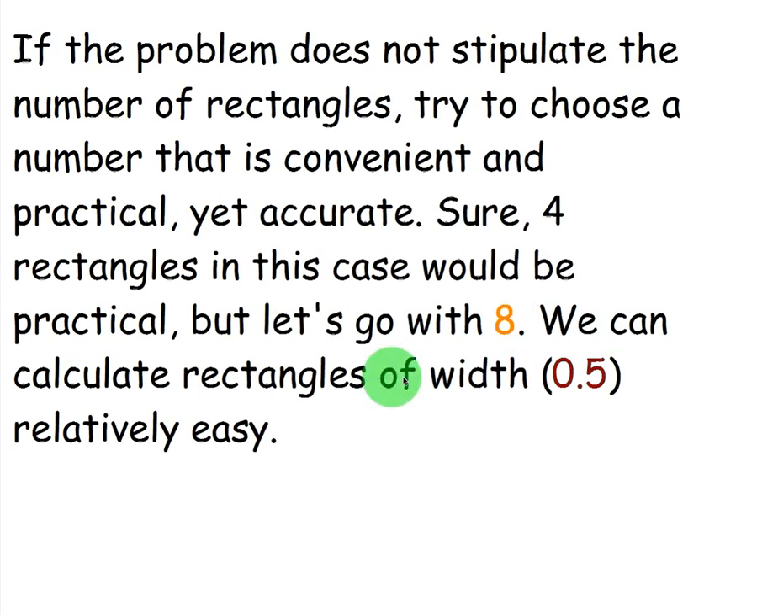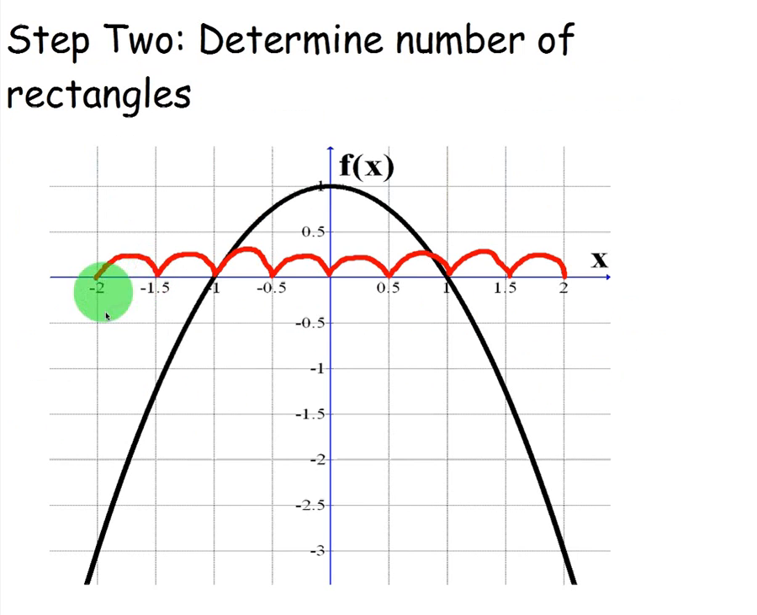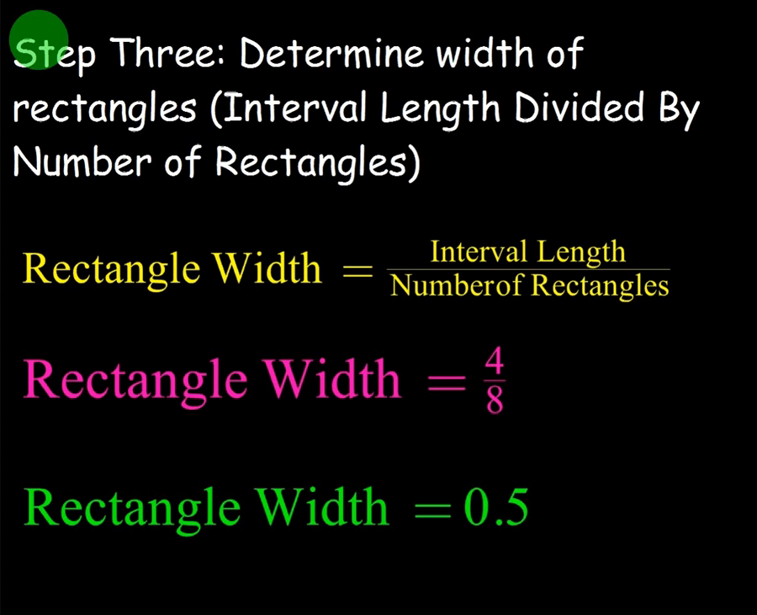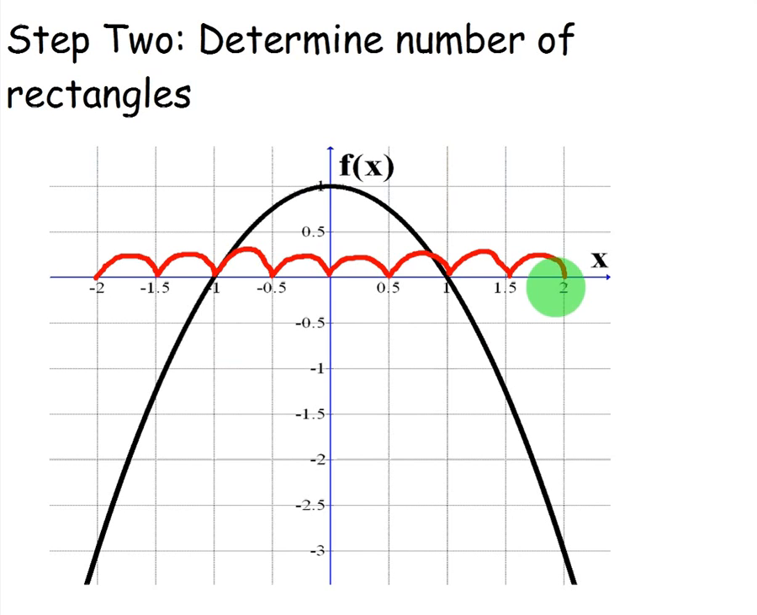We can calculate rectangles of width 0.5 relatively easily. So you look at the width of your interval, in this case 4, and you go from there. Again, 4 over 8 is 0.5, which is pretty easy to work with, even though it's a decimal. This leads us to the next step, which is to determine the width of the rectangles. All you have to do is take your interval length and divide by your number of rectangles. Steps 2 and 3 kind of go hand in hand. For example, you wouldn't want to choose 9 here. If you have an interval length of 4 and you divide it into 9 rectangles, you're going to get some weird decimal for the width of each rectangle.